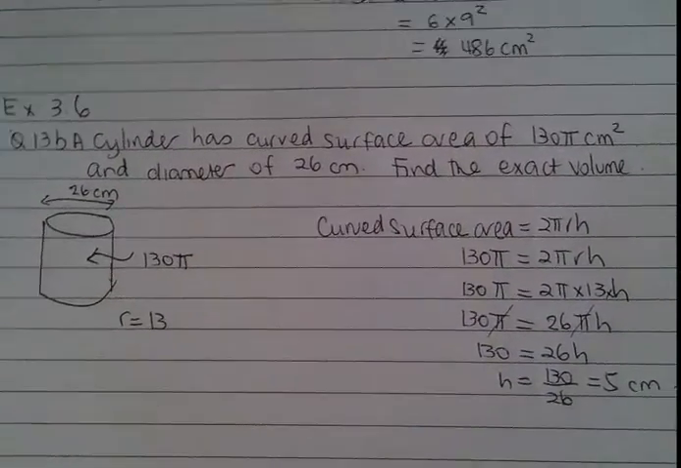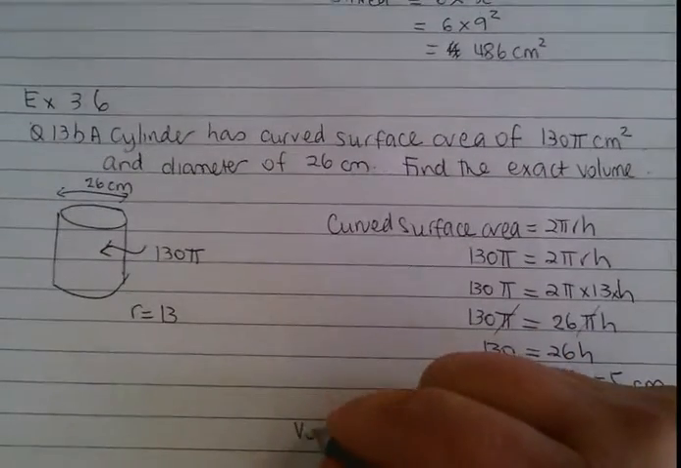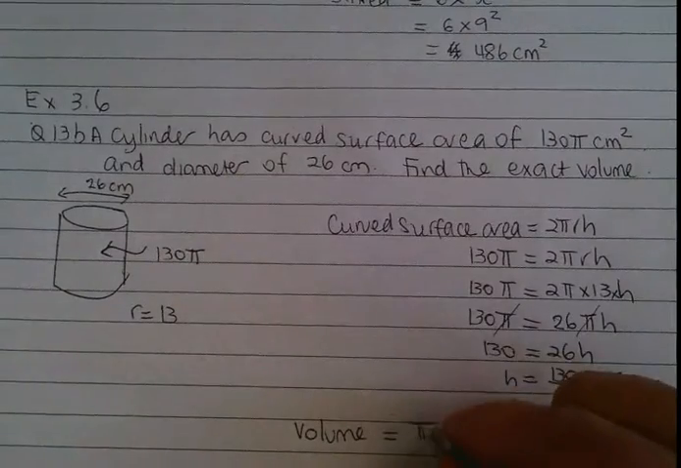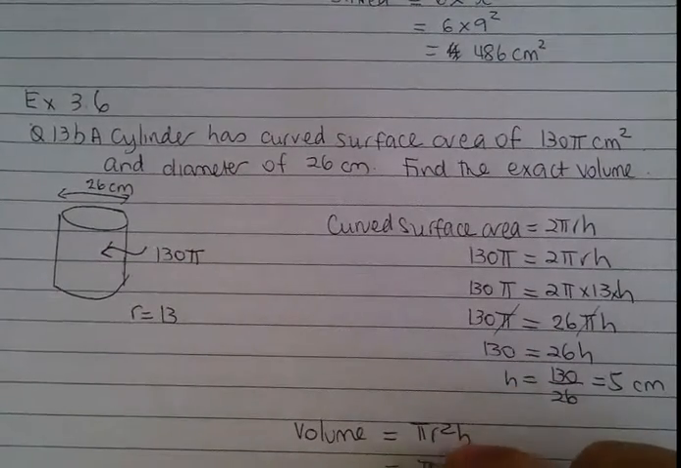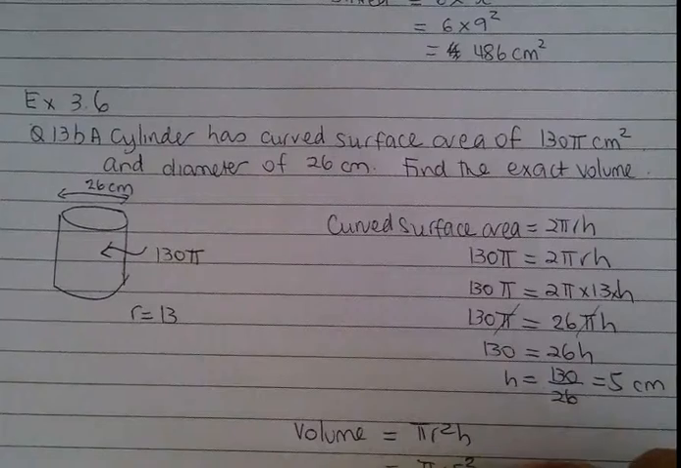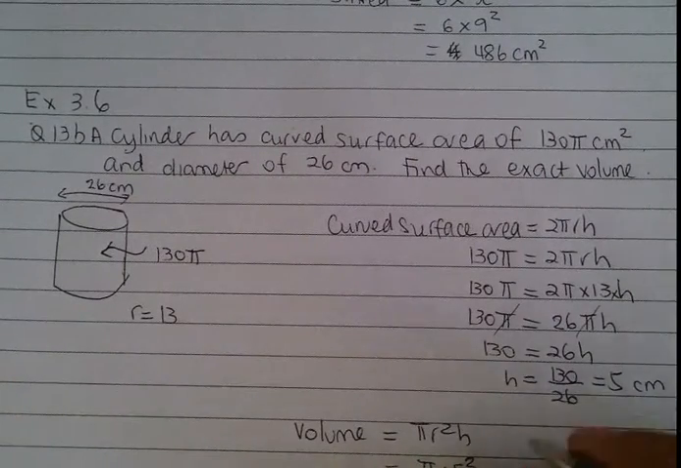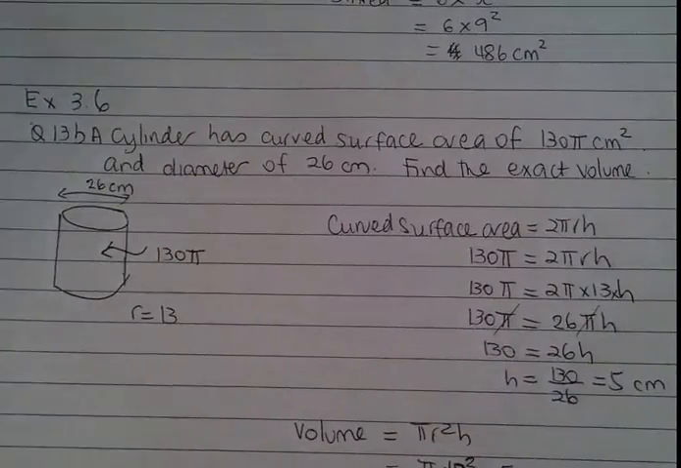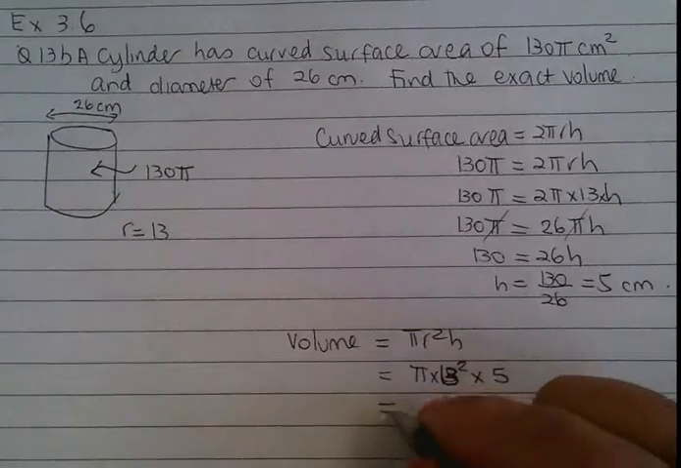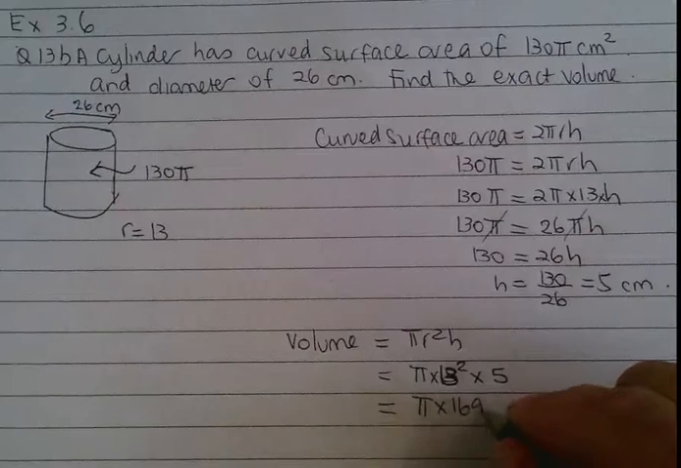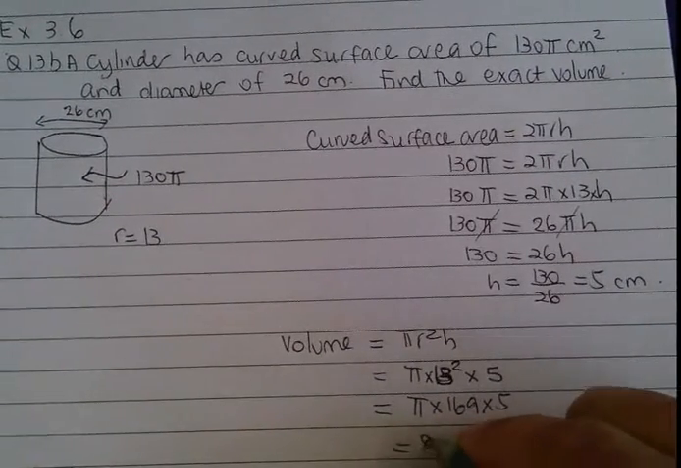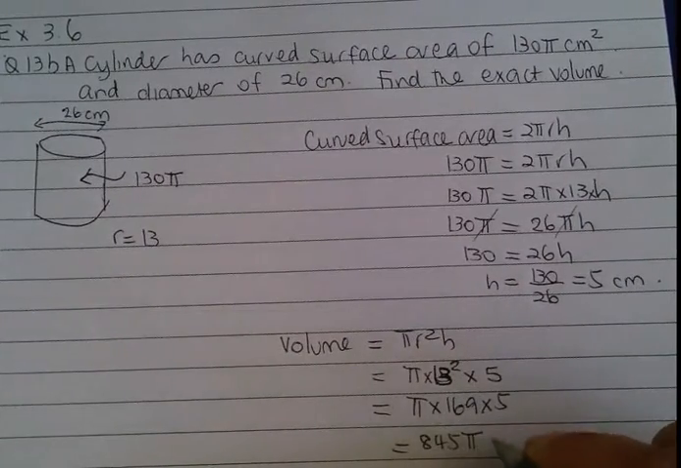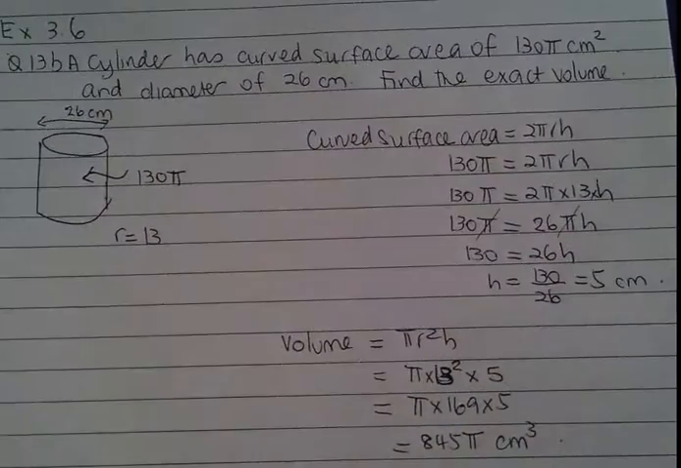So now you can work out the exact volume. What is the volume of a cylinder? Formula: pi r squared h. Pi times 13 squared times 5. What did we get? 845 pi centimeters cubed.